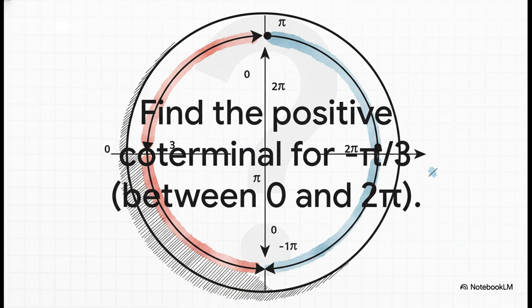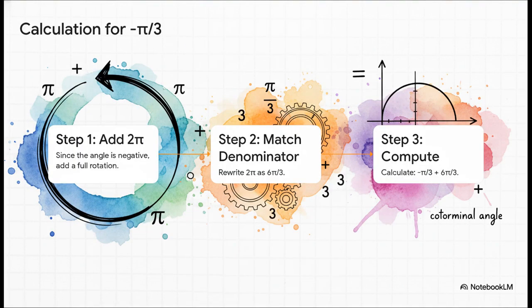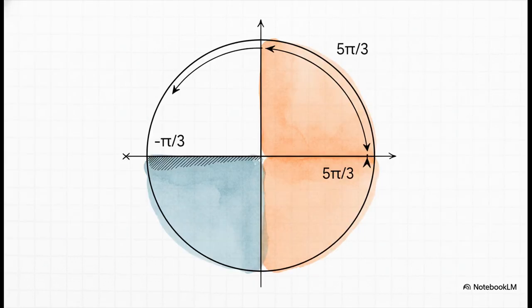Okay, let's step it up a notch. This time we're starting with a negative angle, negative pi over 3. And the goal is a little more specific. We have to find the coterminal angle that falls in that first positive rotation, somewhere between 0 and 2 pi. So think about it. We're starting in negative territory. To get into the positive, we need to spin it forward. So we're going to add 2 pi. Using our denominator trick again, 2 pi becomes 6 pi over 3. Now it's just a simple addition problem. And we get 5 pi over 3.